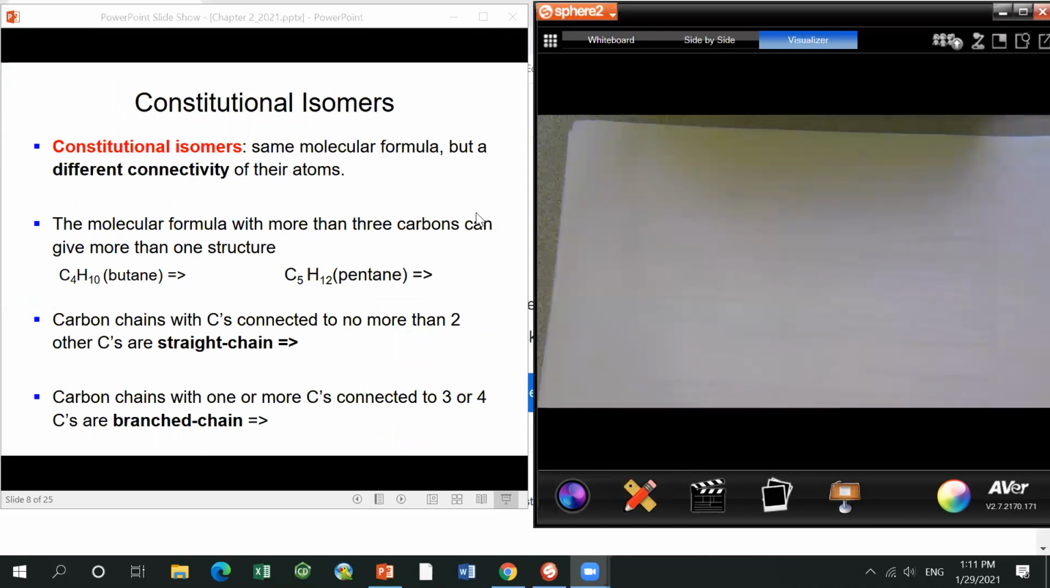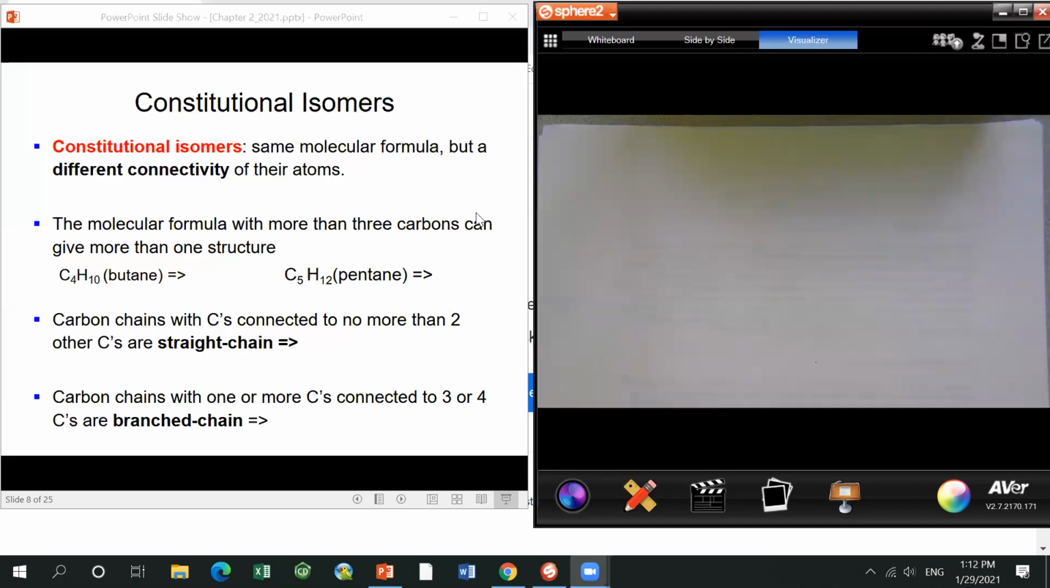For chapter two, the first difficult point about organic chemistry is the constitutional isomer. So what's a constitutional isomer? Same molecular formula, but a different molecule, just different connectivity of the atoms.